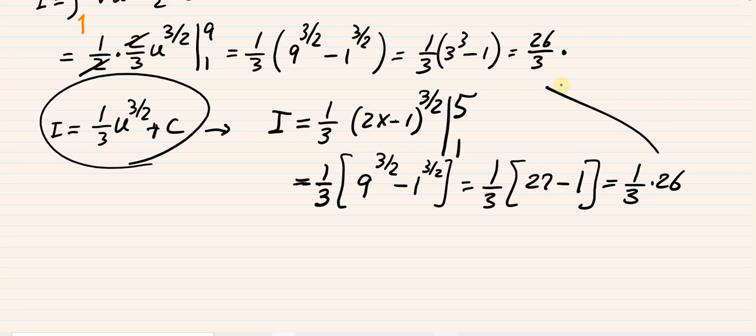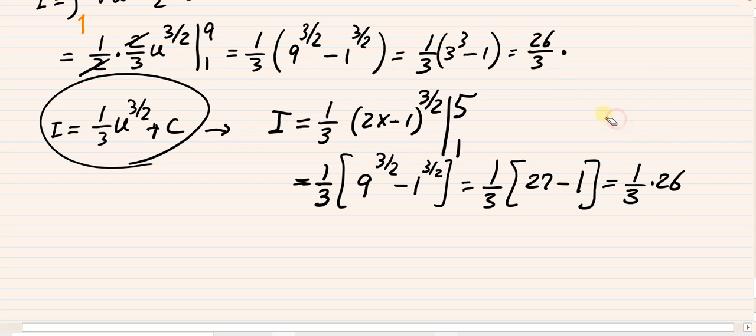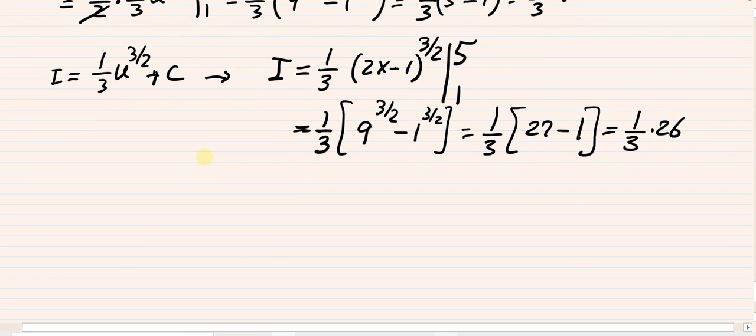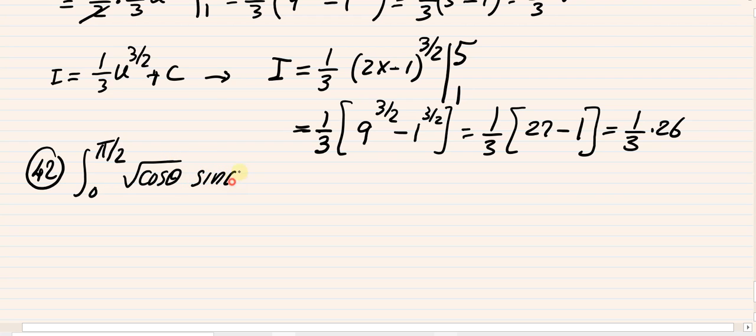And let's see. Next, what are we going to have here? Number 36. We're done with 36. The next one was number 42. In number 42, the integral is from 0 to pi over 2 of square root of cosine theta, and then sine theta d theta.